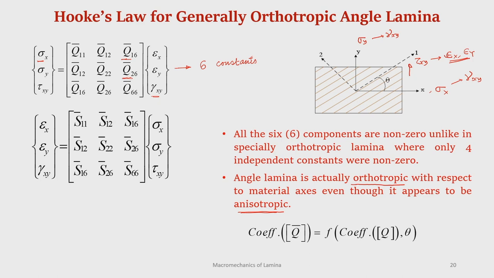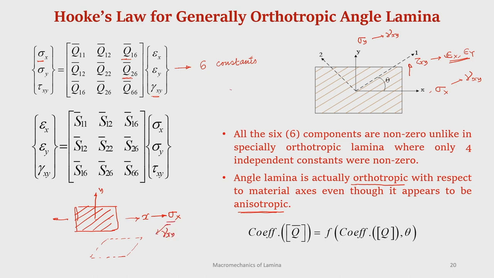If we apply a normal stress sigma x, that leads to a shear strain gamma xy. That means, suppose this is a 45 degree lamina, this is x, this is y. Suppose we apply a uniaxial stress, only sigma x. It will also experience shear strain. That means it will distort, because this will lead to gamma xy.